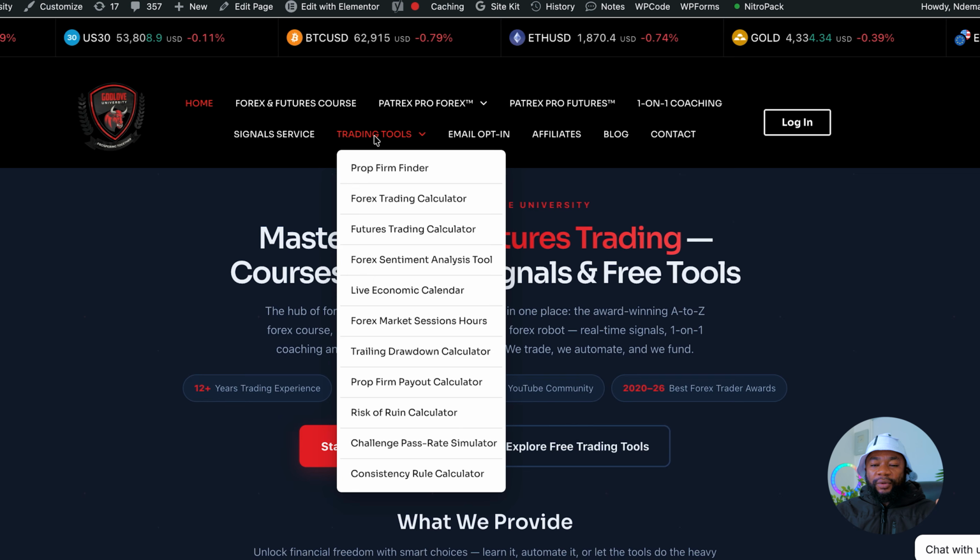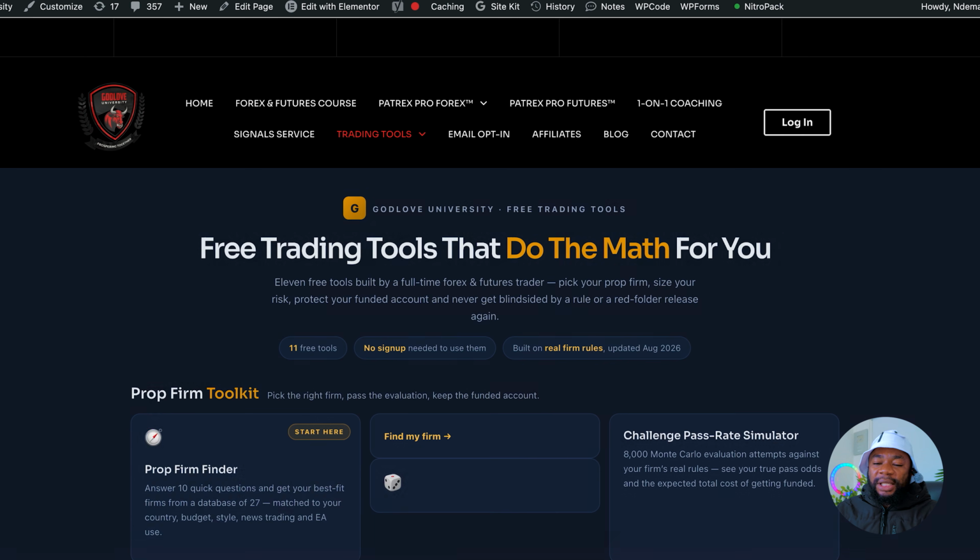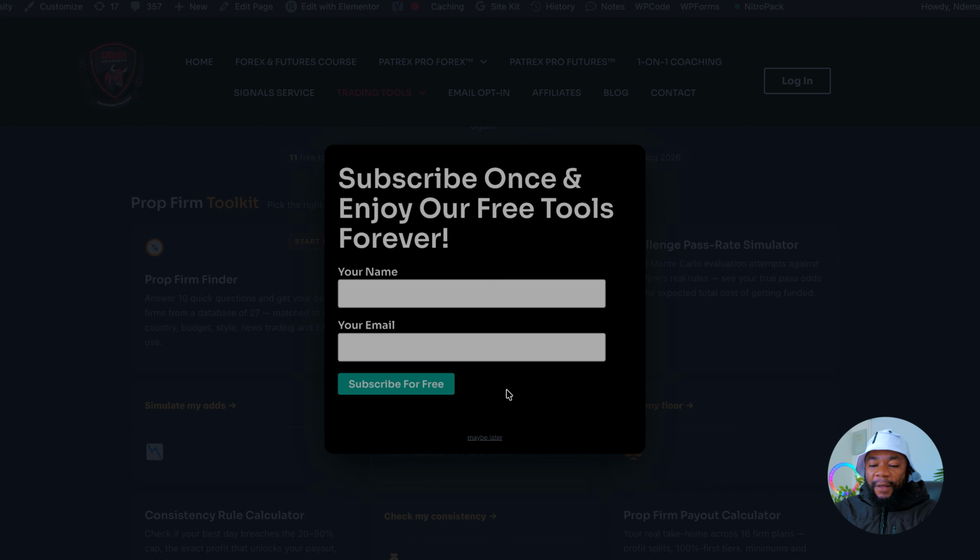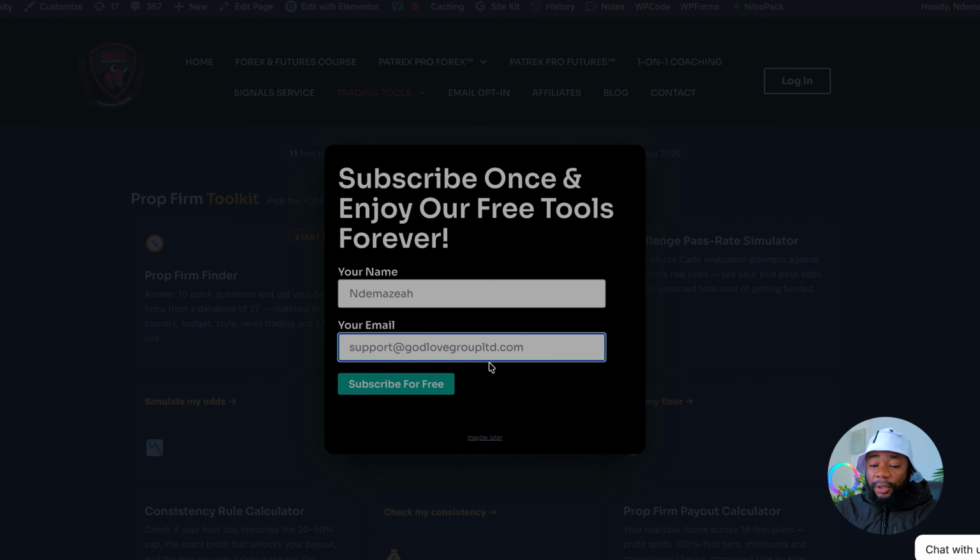Click on tools, and on this page, you have everything for free. They'll just ask for your email address to make sure you are not a scammer or a robot. So just input your email address. For example, I'm just going to put Ndemazeah, totally for free. And then I'm just going to put support@godlovegroupLTD.com. So this is also our support email. If you have anything you want to talk to my support about, you can actually use this email as well. Subscribe for free. Good.